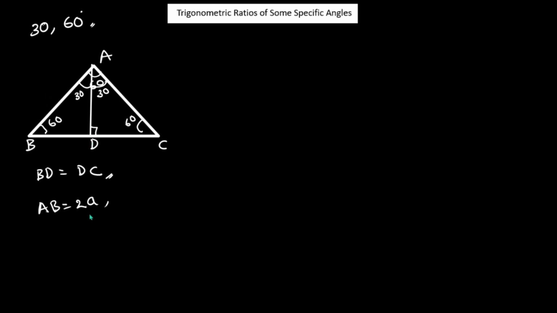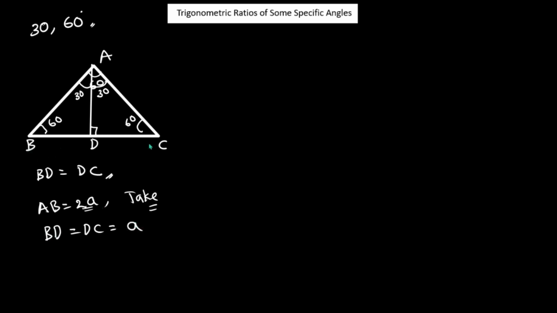So I just took the AB length as 2A. You can take it as anything which you do not know; we assign a variable to it. So I assigned the AB length as 2A here. If AB length is 2A, then BD equals DC, it will become A, right?